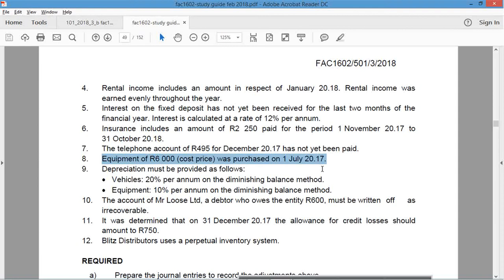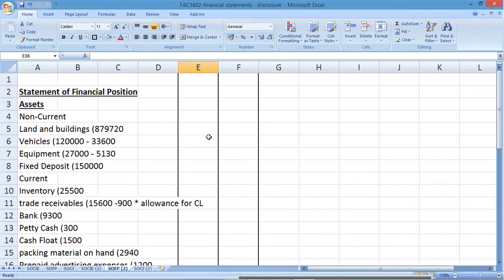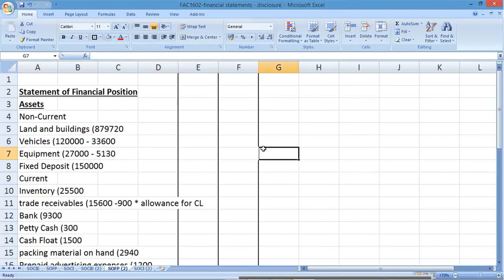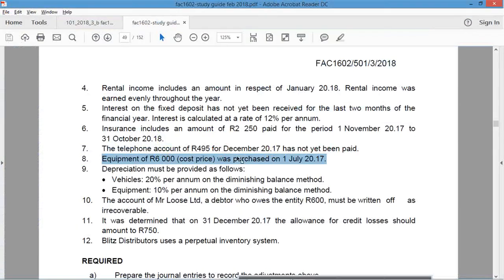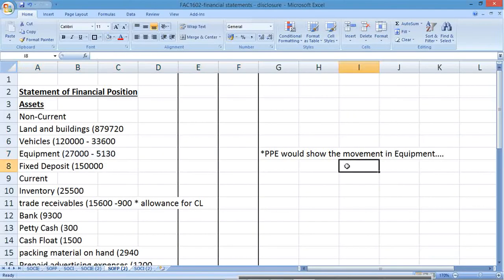No, but I would show the movement in a PPE account. So I wouldn't do it here because I haven't done that. This is equipment, so just an asterisk here. PPE would show the movement in equipment. If I'm showing everything on the face of the statement, I'm not going to show that. But what I am going to show is the depreciation. So am I going to need to draw up a timeline for this?